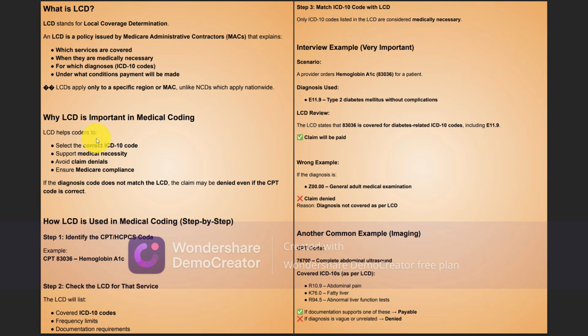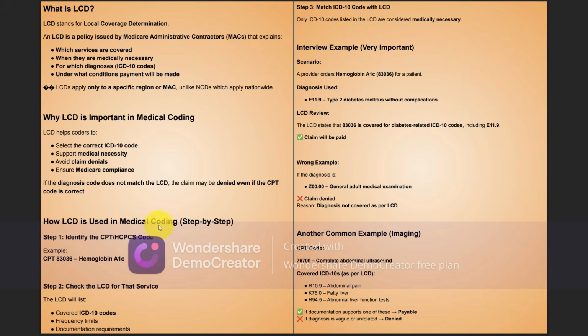Why is LCD important in medical coding? LCD helps the coder select the correct ICD code, support medical necessity, avoid claim denials, and ensure Medicare compliance. If the diagnosis code does not match the LCD, the claim may be denied even if the CPT code is correct.